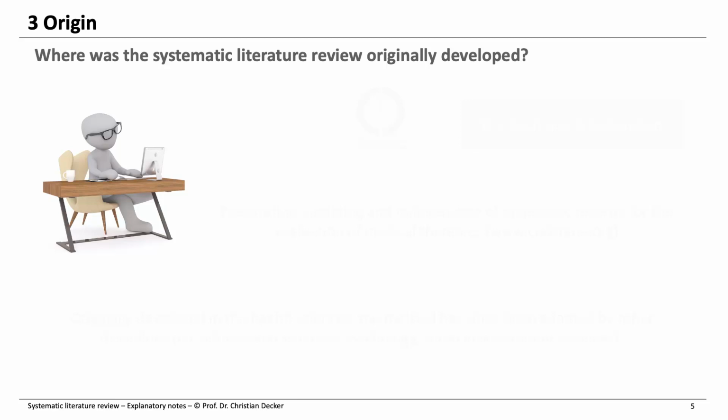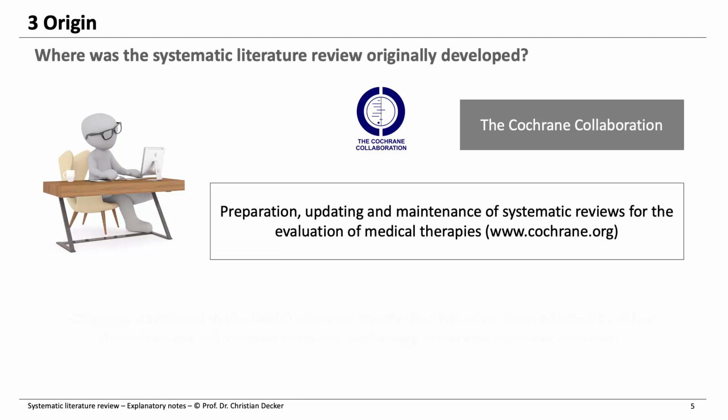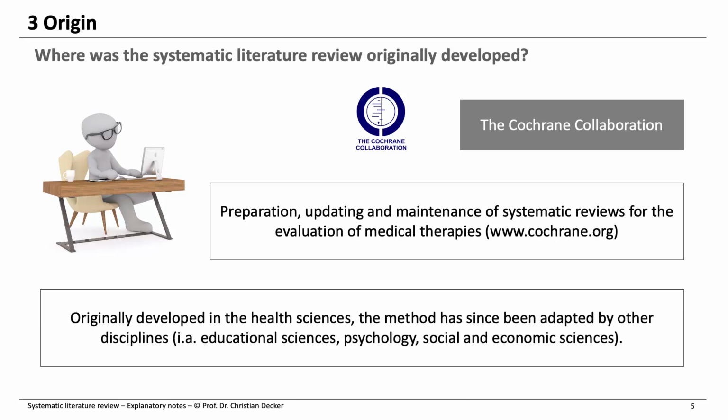Where was the systematic literature review originally developed? The concept of systematic literature review was designed by the Cochrane collaboration. It served as a tool for the preparation, updating, and maintenance of systematic reviews for the evaluation of medical therapies. Further details are found at www.cochrane.org. Originally developed in the health sciences, the method has since been adapted by other disciplines, among others in educational sciences, psychology, social and economic sciences.